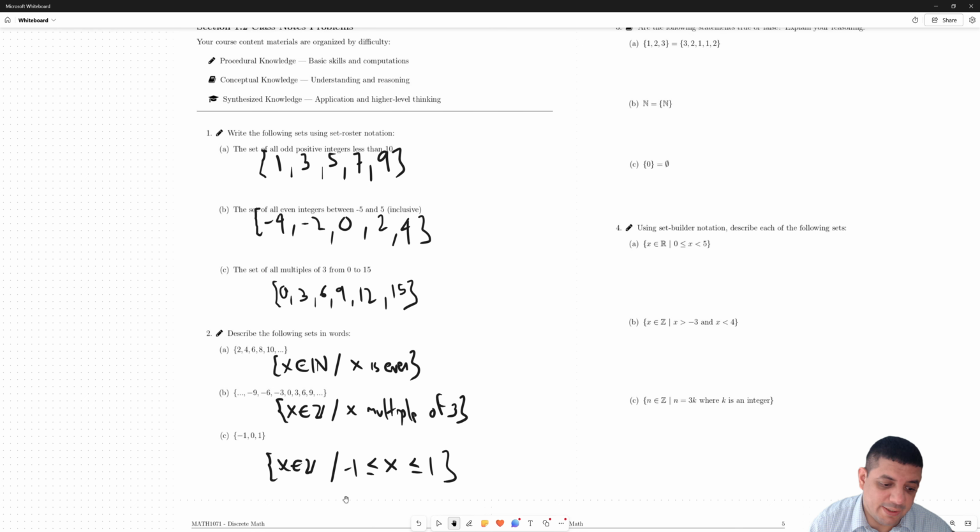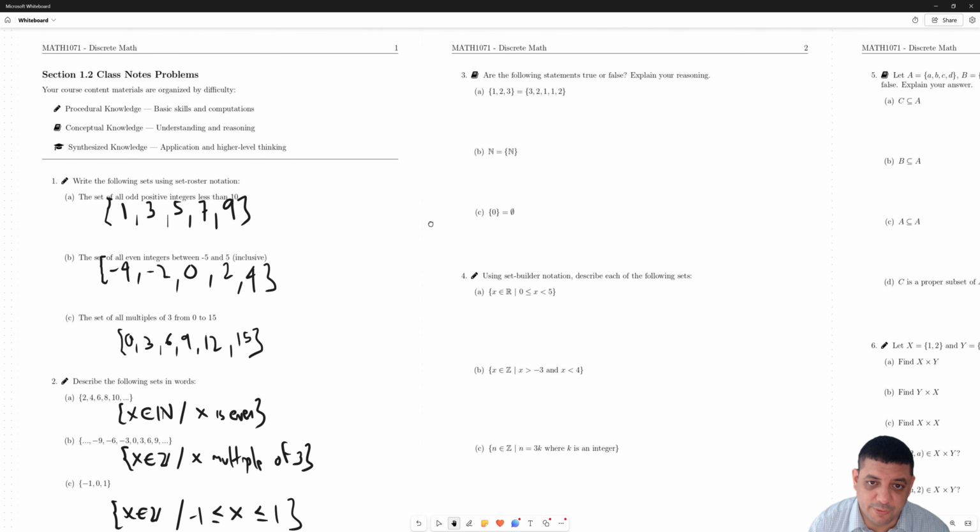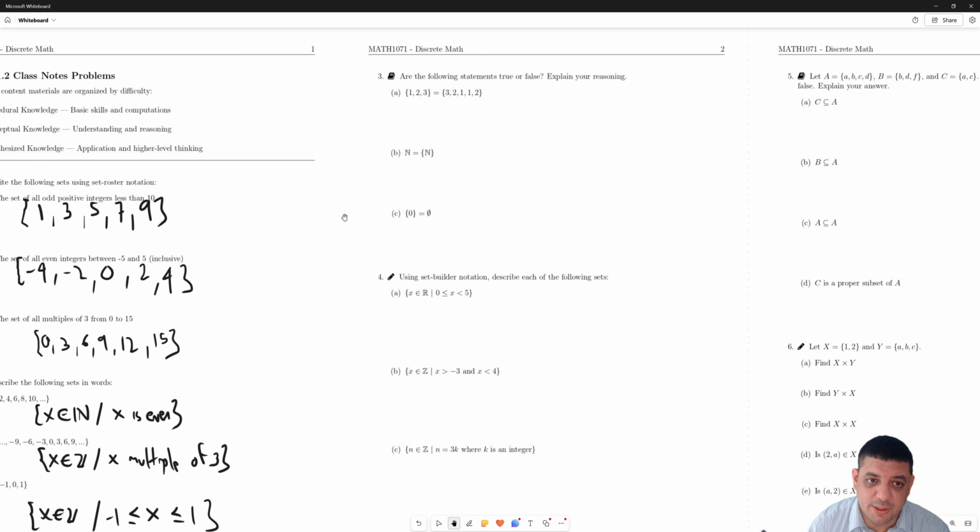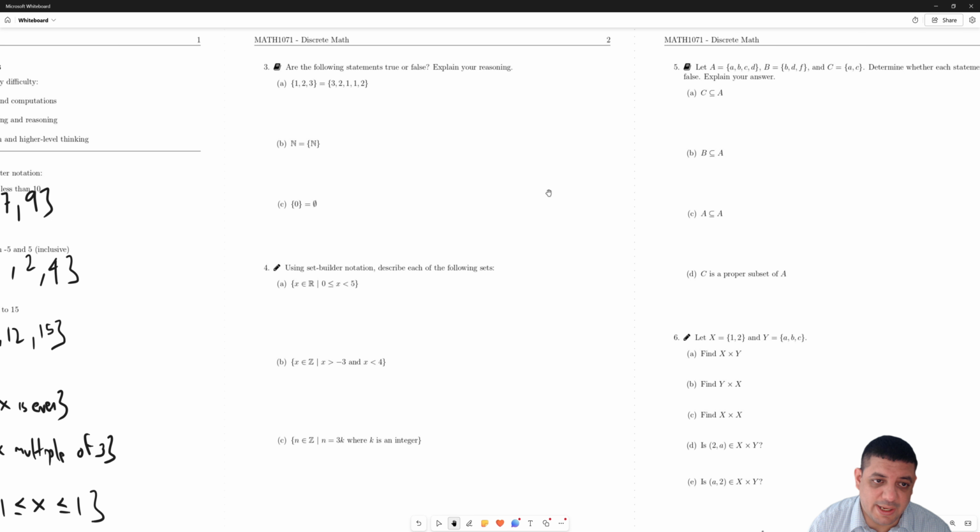You can write that in set builder notation like I'm doing here, or you can write that in words. The solutions that I'm going to pose, I'm going to put in words as well. So this will be complementary to this. So question number 3 asks, are the following statements true or false? Explain your reasoning. So we have the set of 1, 2, 3 equals 3, 2, 1, 1, 2.